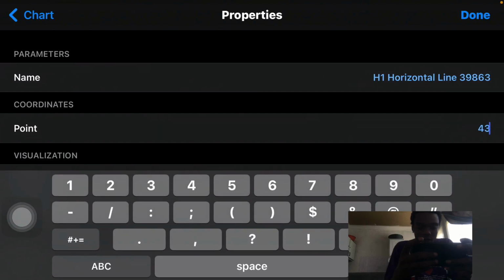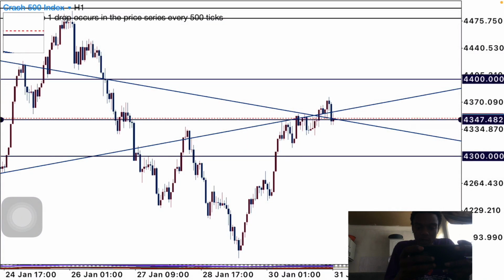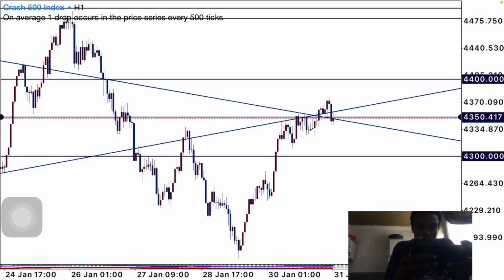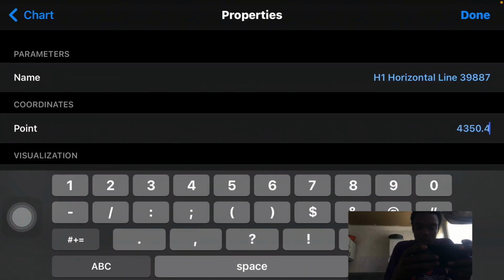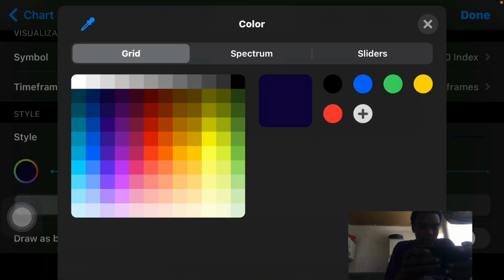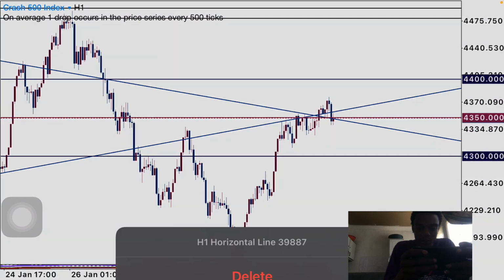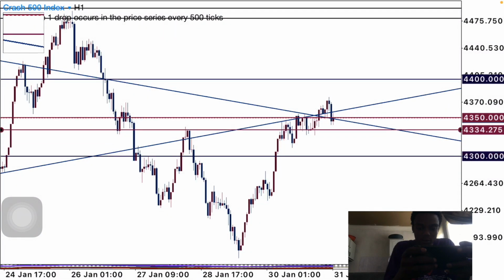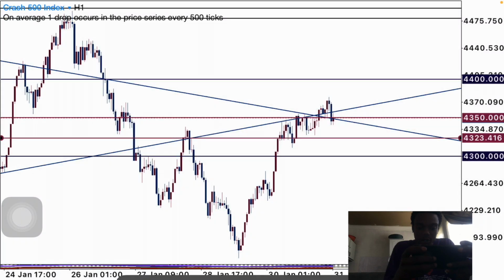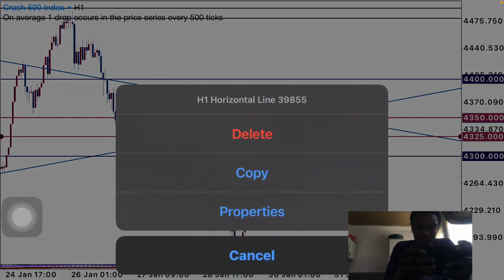So 43, 44, 00, and then I put the halves, which is like 43.50, and I change color so that I know which level I am at. Okay, yeah. So there's always a reaction when price comes to these areas. There's always a crazy reaction.